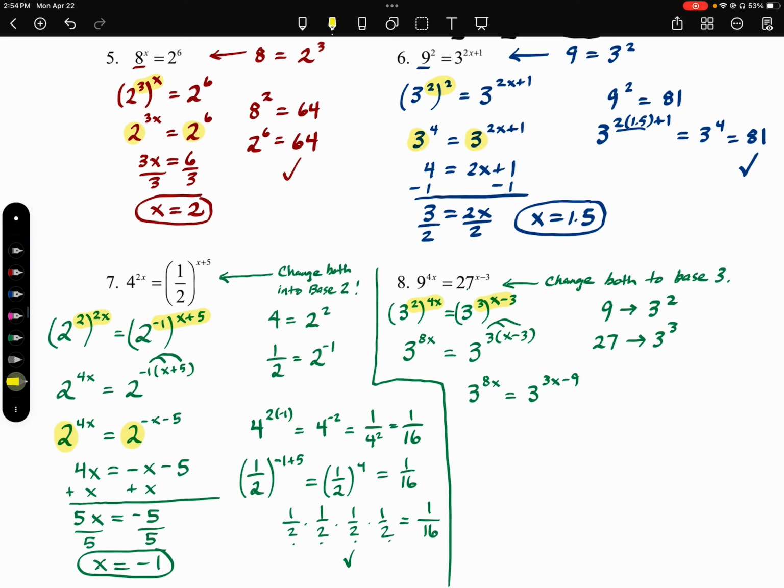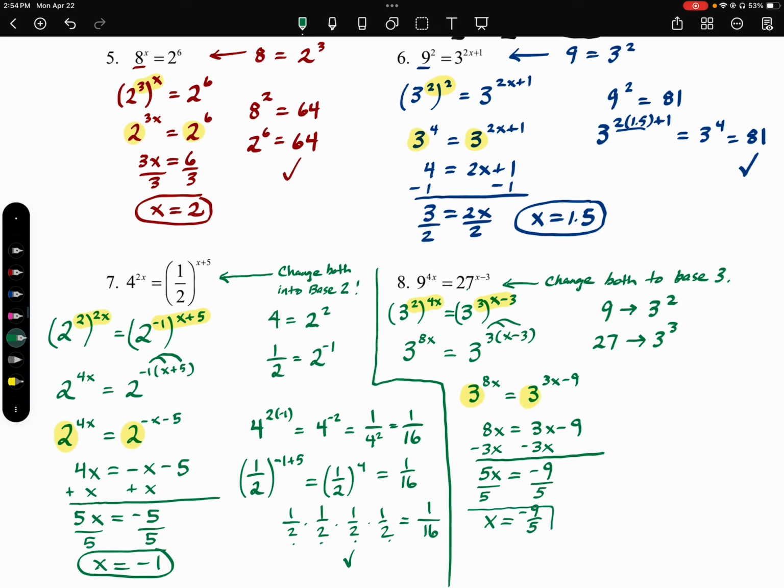And because we have the same base again, you can go ahead now and just set the exponents equal to each other. 8x is equal to 3x minus 9. Subtract 3x from each side. We have 5x is equal to negative 9. And then we'll divide each side by 5. So x is going to equal negative 9/5.